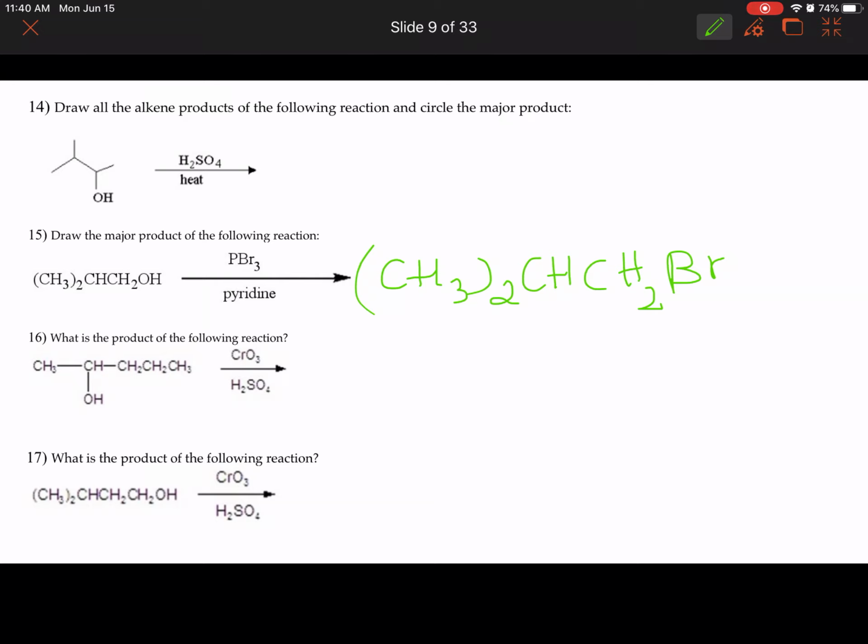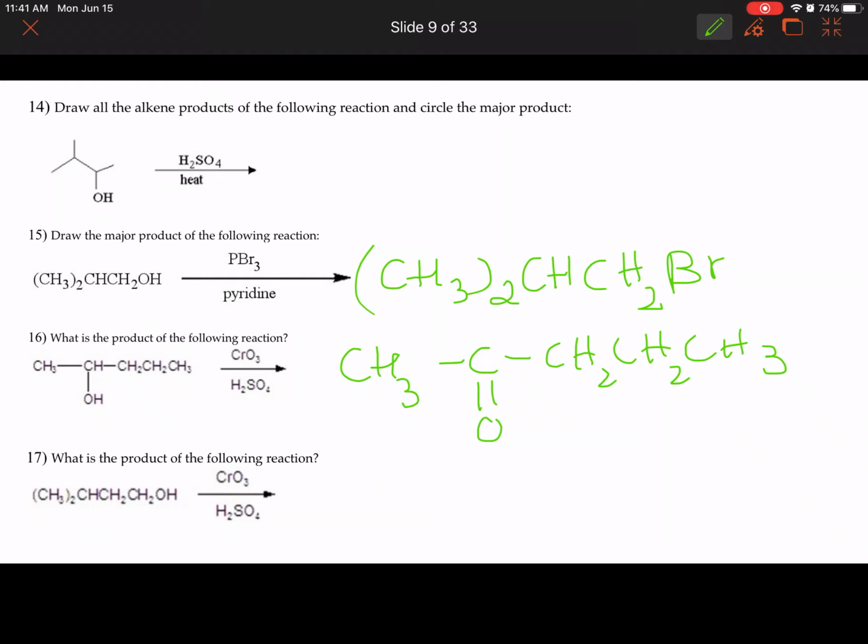And then the next one, what is the product of the following reaction? Now chromic acid and sulfuric acid, and this would oxidize an alcohol, and we have a secondary alcohol. So secondary alcohol, the most oxidized product that a secondary alcohol can get is the ketone. Okay, so it would be CH3, so this carbon will become a ketone, and CH2, CH2, CH3. So you kind of have to remember chromic acid and sulfuric acid is an oxidizing agent. So the alcohol will become a ketone. For a secondary alcohol, it will become a ketone.